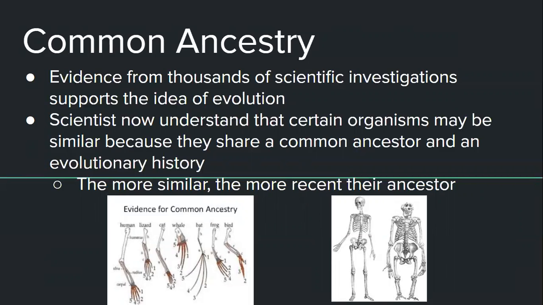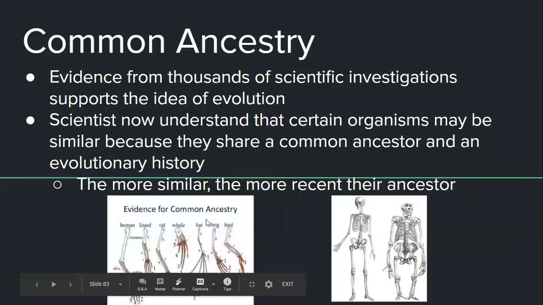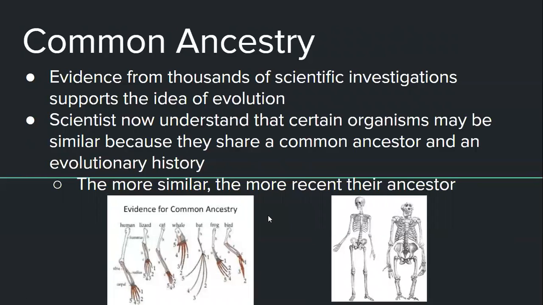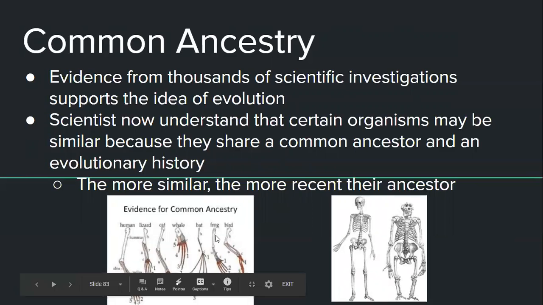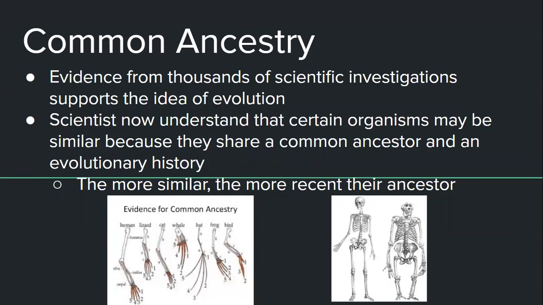So, for example, if you're looking at this, they have a common ancestor. So human, lizard, cat, whale, bat, frog, and bird, they actually all have the same bone structures. They might not look the same at all, but they're going to have the same hand bones. They're going to have the same arm bones also. So we see here, for example, a bat and a human. You can tell the bat technically has these 5 fingers, but it's obviously going to be webbed so it could fly. But it still has these 5 main bone structures like we do.